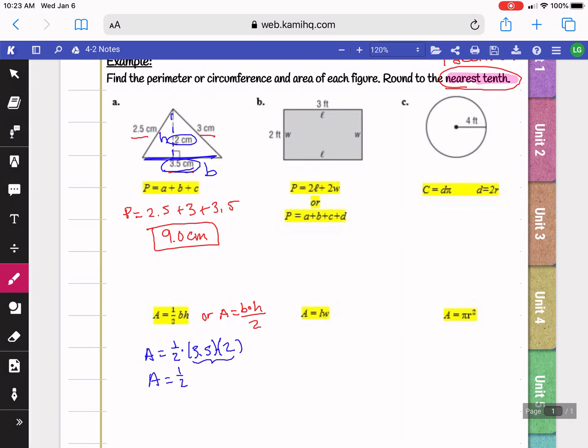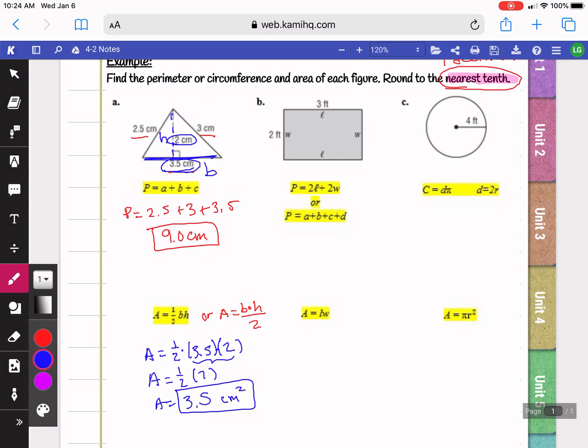So when I'm finding area, I would do 1/2 times my base of 3.5 centimeters times my height of 2 centimeters. Here I'm going to leave the 1/2. If I do 3.5 times 2, that comes out to 7. And now I would do half of 7, or 7 divided by 2. That comes out to 3.5. And anytime you're doing area, remember your units are squared. So instead of centimeters, I'm going to put centimeters squared. And this one's already to the nearest tenth because it's already to 1 decimal place.